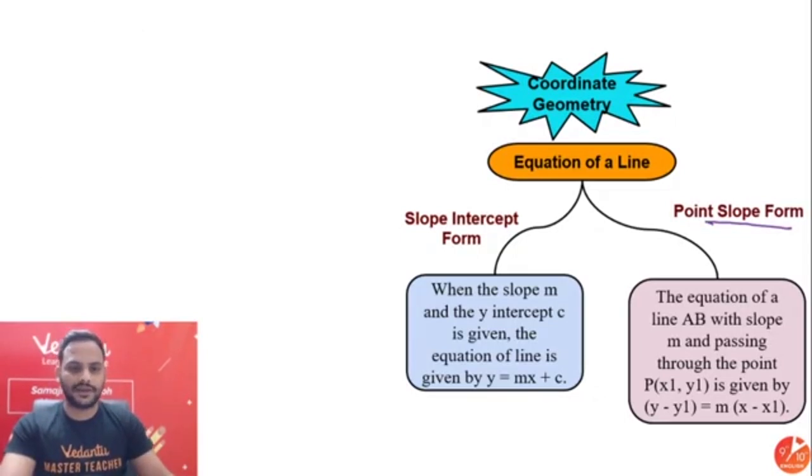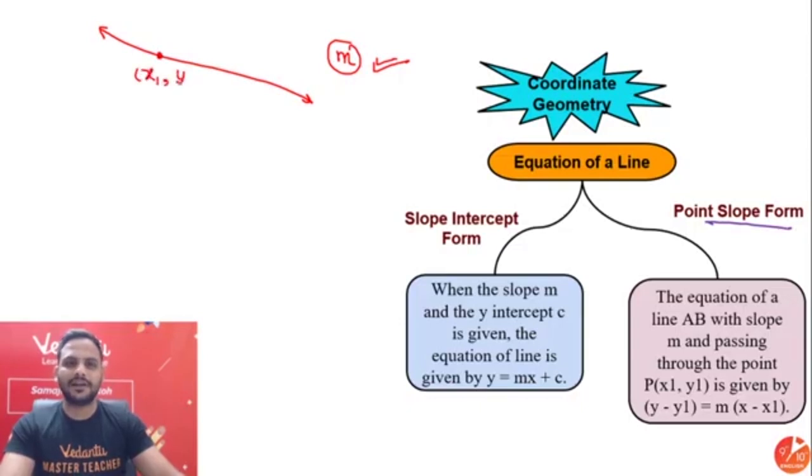Second is the point slope form, where you know the slope and any one point lying on the line. That means suppose this is the line. You know its slope m, and you know there is one point, x1 comma y1, lying on this line.